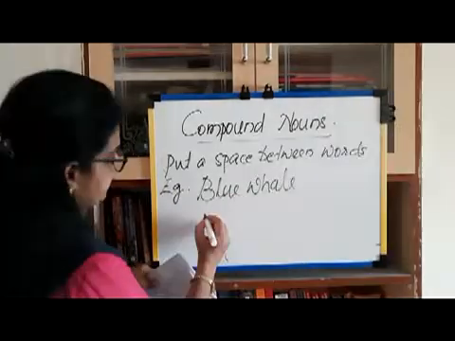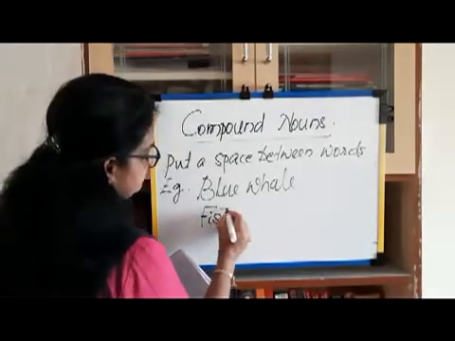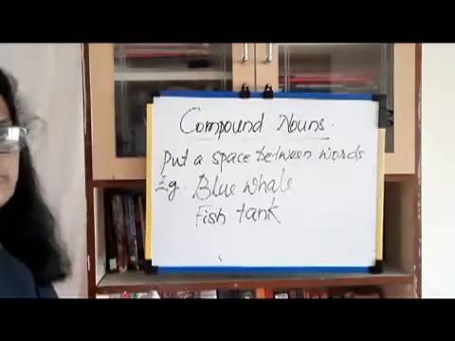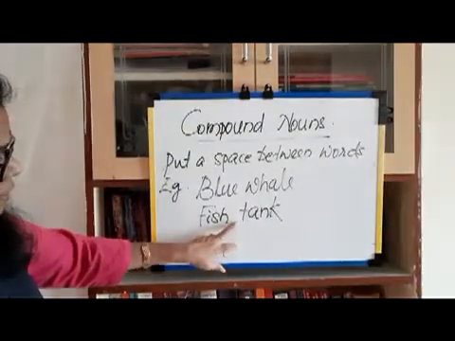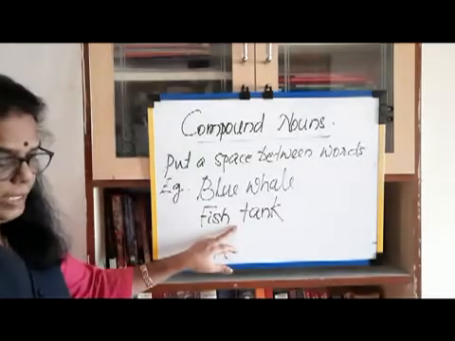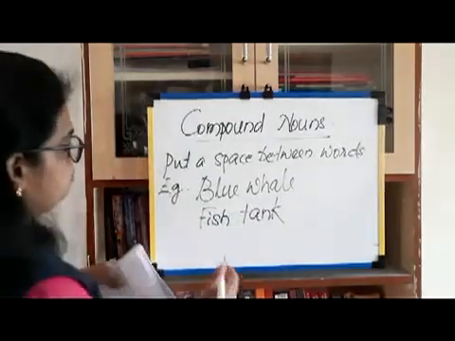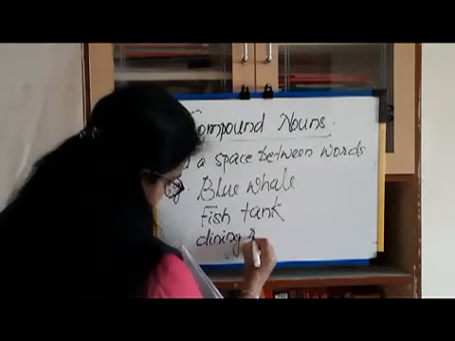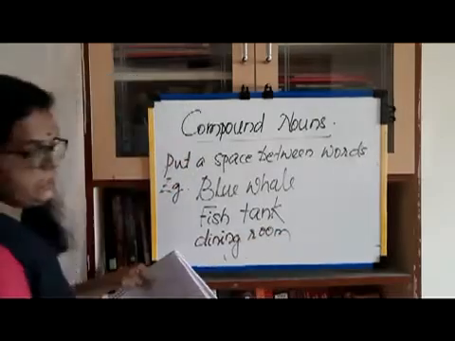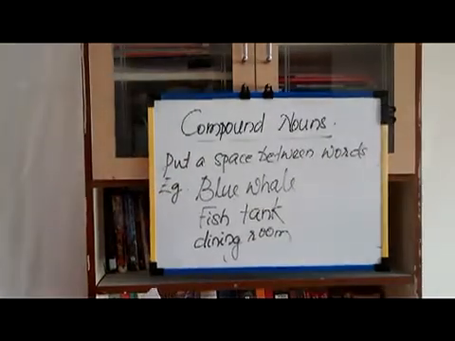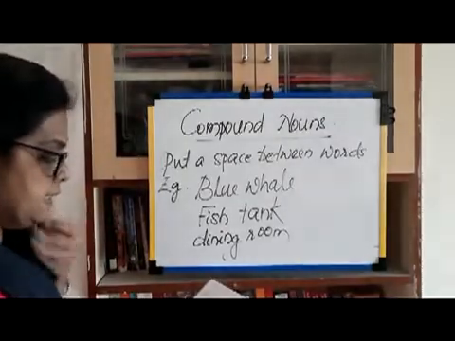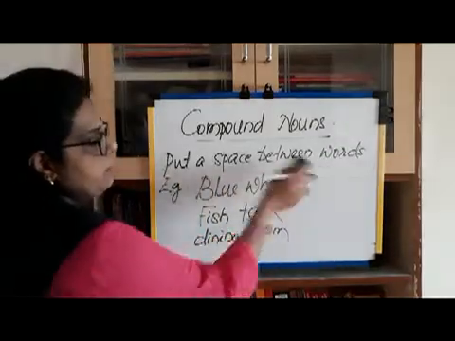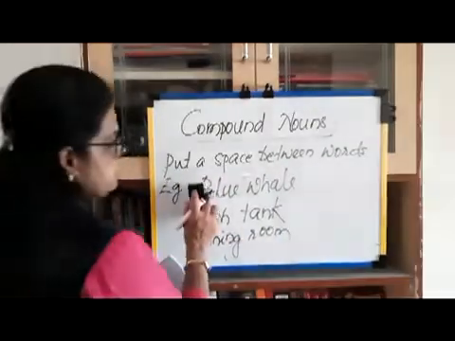Okay, blue whale and fish tank. These are compound words, and here we put a space. And dining room. We put a space. And sunflower, these are the examples. We put a space between the words.